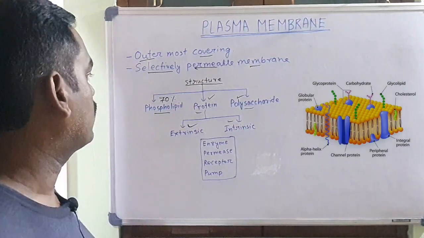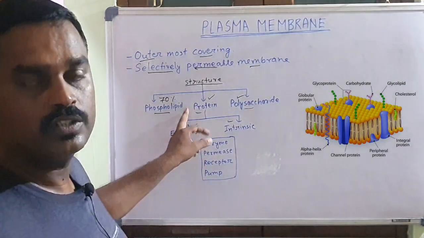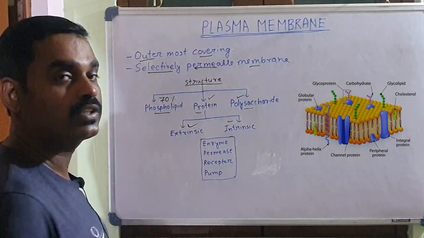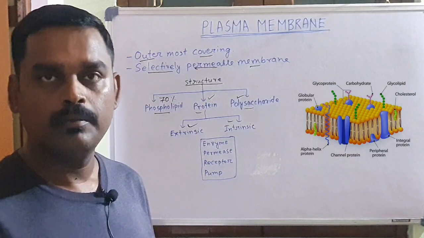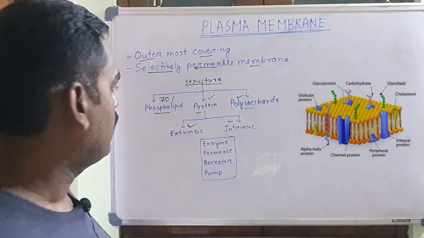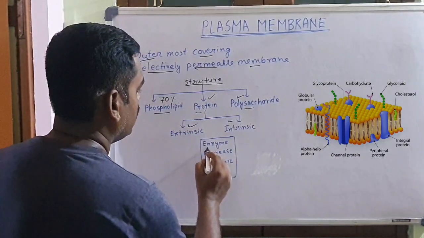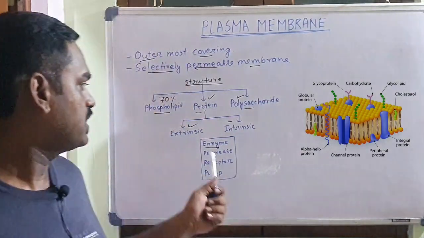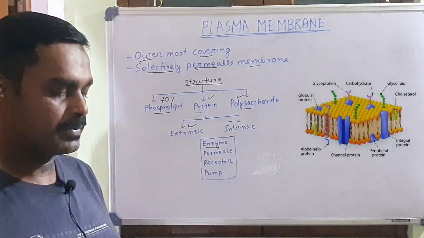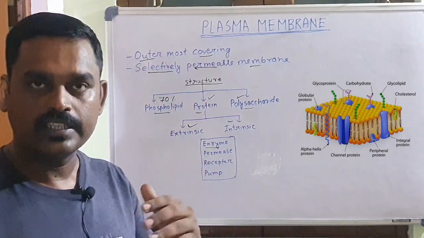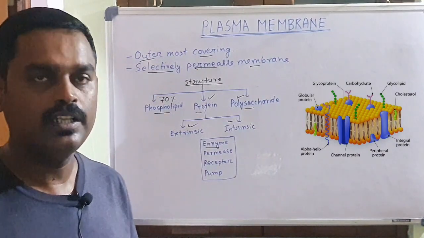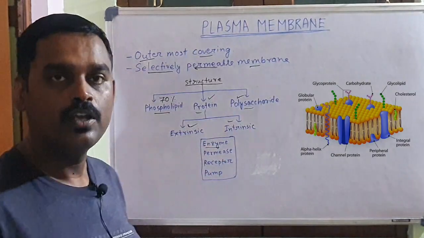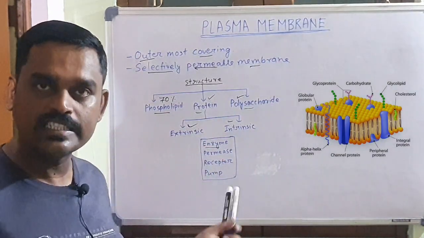Now if we think about which functions the proteins perform in the plasma membrane, there are four types of functions performed by the proteins present in it. First, the protein functions as an enzyme. This enzyme catalyzes different types of chemical reactions that can occur in the plasma membrane. So here protein also functions as an enzyme.